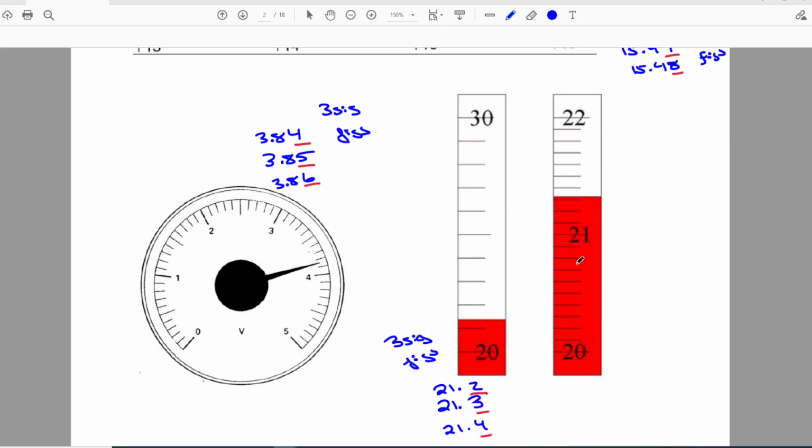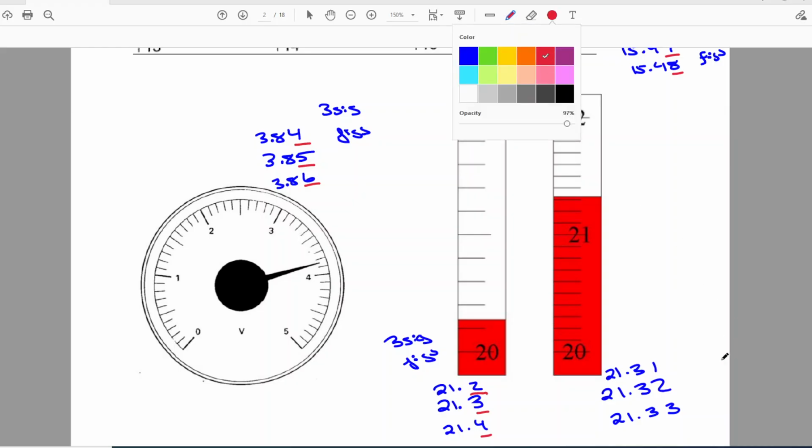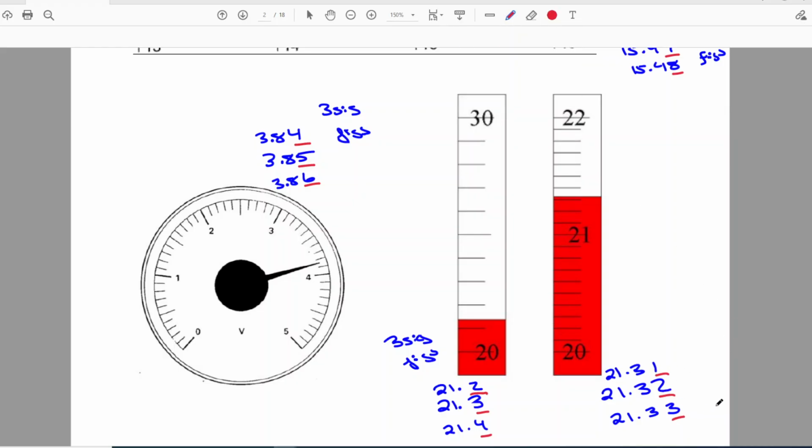All right, this last one here, we've got 21, 21.123. And then we get to go one more past that. So I would say 21.32 maybe. And again, if you had 21.31 or 21.33, you'd be absolutely fine because this last digit is uncertain. And we would say that these are all 4 sig figs.